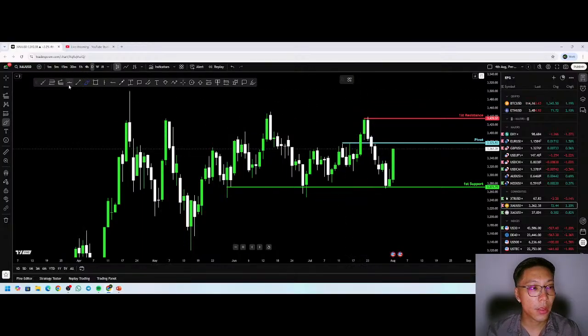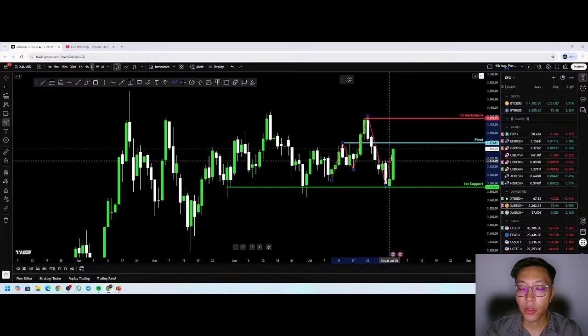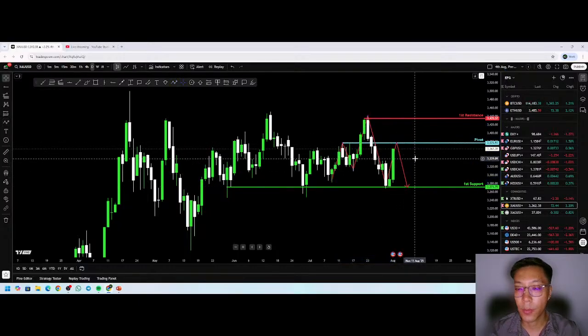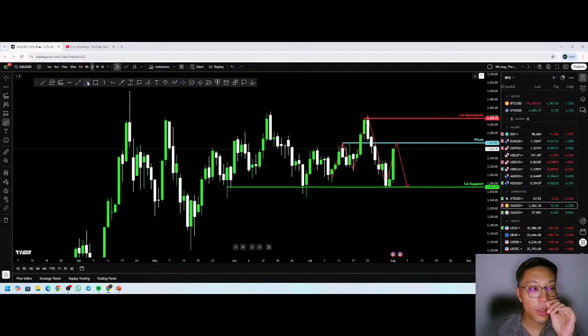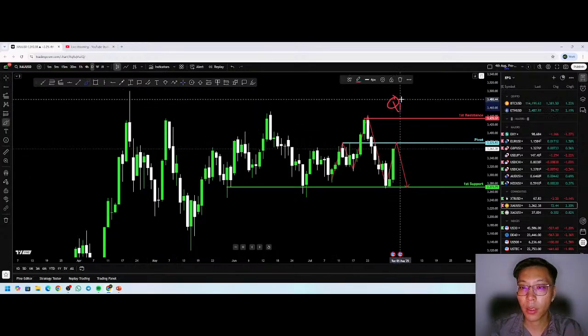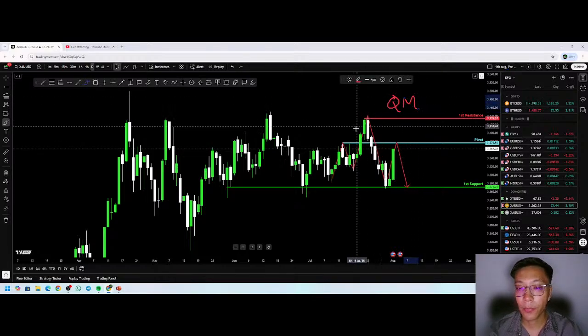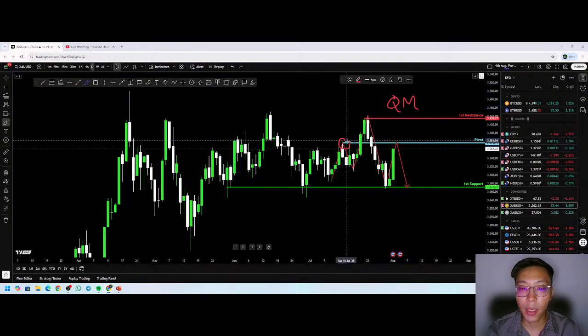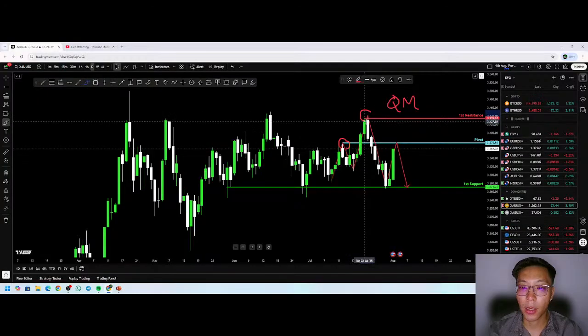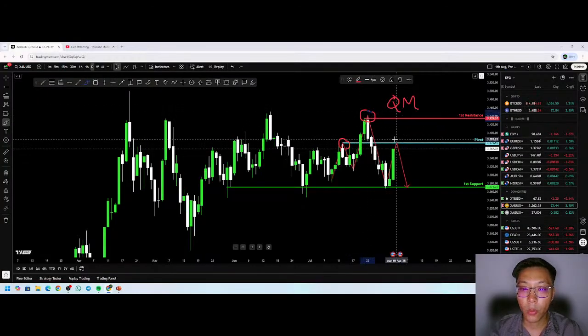Alright, if you notice, we are possibly expecting a, where is my tool? Okay, we are expecting a head and shoulders pattern, or some people might call it the QM. There is this strategy also called QM, whereby once you can see that there is a potential left shoulder, then there is a head, and then price could potentially form a level, right?